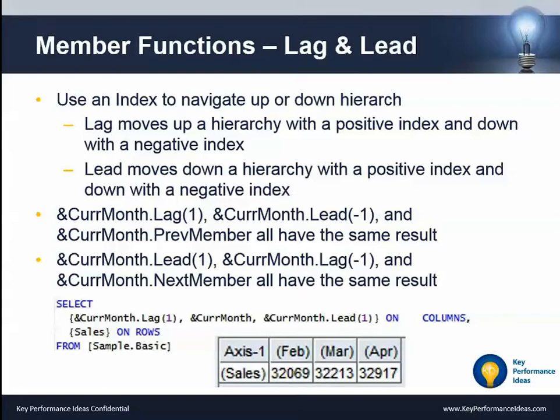So I do have an example here where we're selecting, again, that current month lag 1, current month, and then current month lead 1 on our columns, sales on our rows. And we'll see here with our substitution variable set to March, this is now pulling February, March, and April data for our sales.